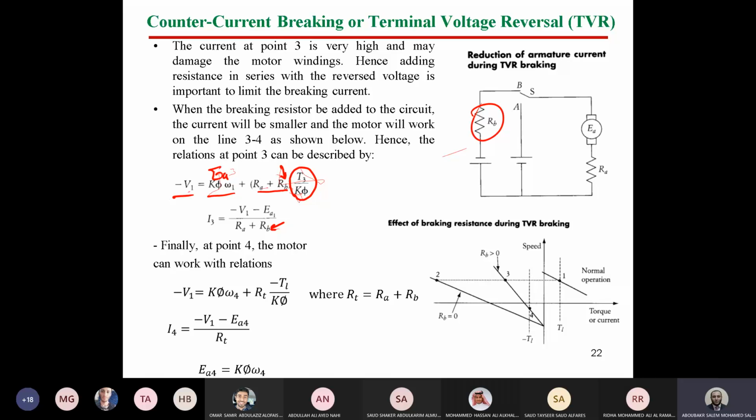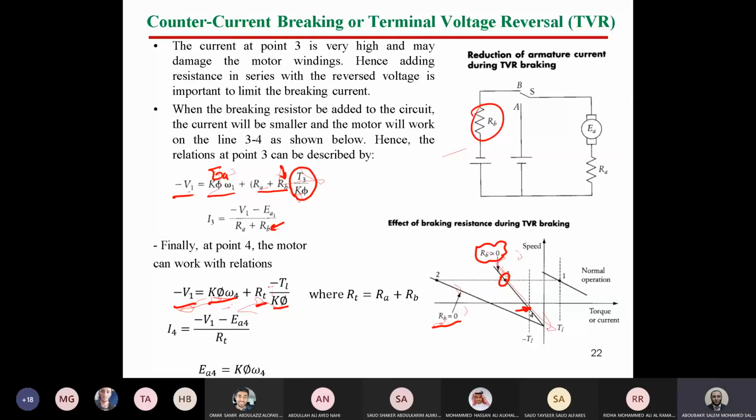Finally, at point number 4, when we reverse the supply and add resistance, here in this curve, R braking equals 0. If we add the resistance, so assume that we have a value for R braking, we'll move to another characteristic here. So the current will be reduced to point number 3. Then at point number 4 here, this is now the steady state operation of reverse motoring. We can say now the relation: minus V, because voltage reversed, equals E, which is Ka phi, plus R total over Ka phi multiplied by minus T.